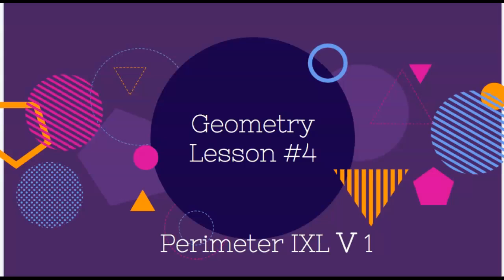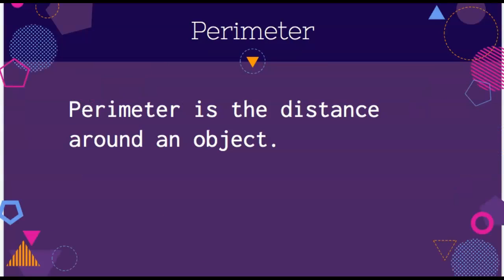Today, we are focusing on perimeter. Your IXL practice area on perimeter is V1. Perimeter is the distance around an object.